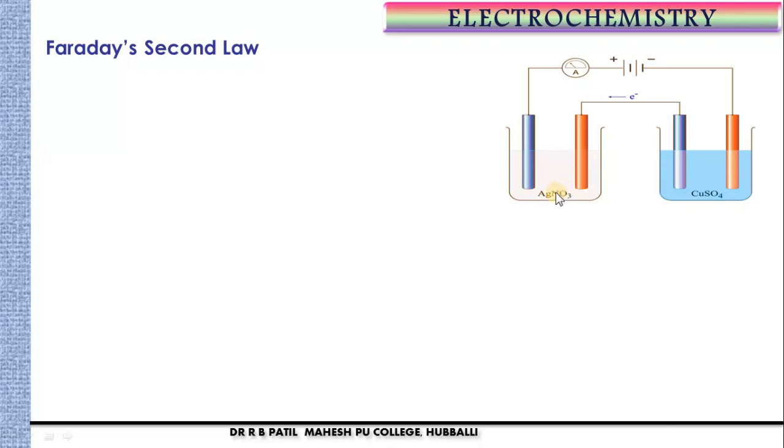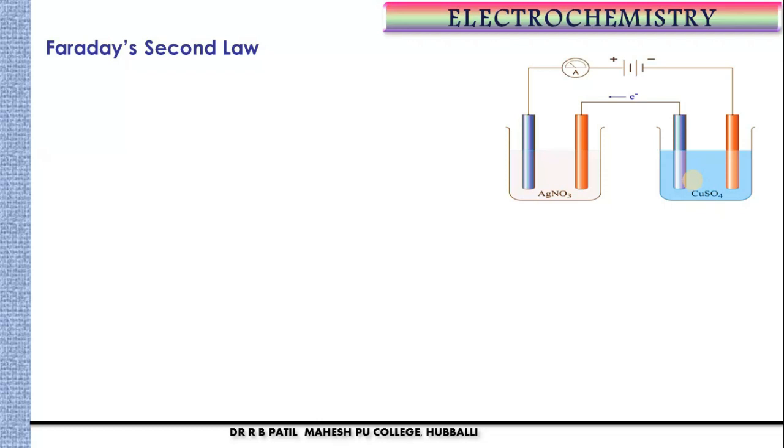The question is, how much silver deposits here, and how much copper deposits here, depends on what? Dear students, that depends on equivalent mass. How much copper deposits depends on the equivalent mass of copper. How much silver deposits depends on the equivalent mass of silver. That itself is Faraday's second law of electrolysis.